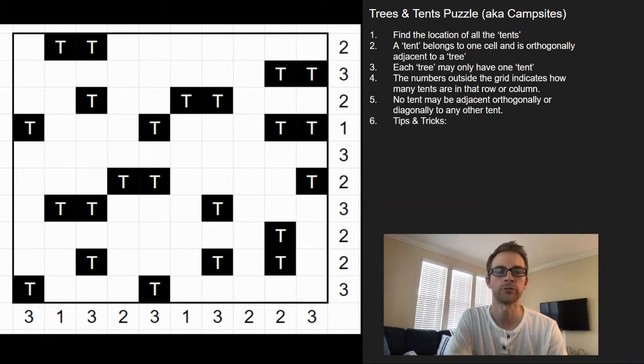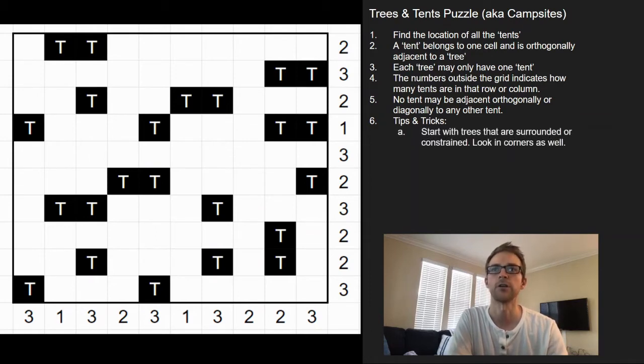What I'm going to go ahead and do is try to solve this puzzle for you guys, so you can see how it unravels and hopefully see how some of the tips and tricks work together to make it easier to solve. So the first place that I typically start is going to be trees that are surrounded or constrained, those in the corner or those that have a lot of other trees around them.